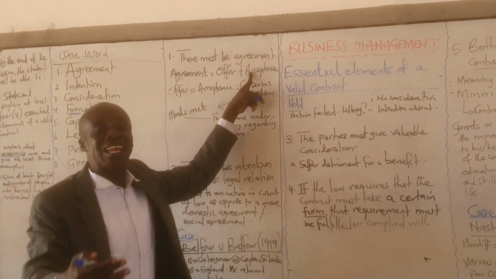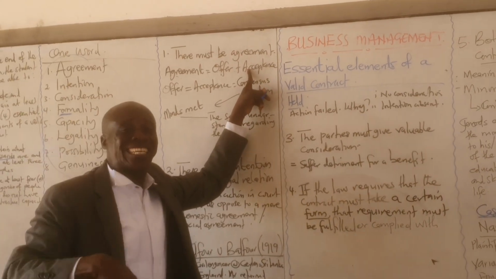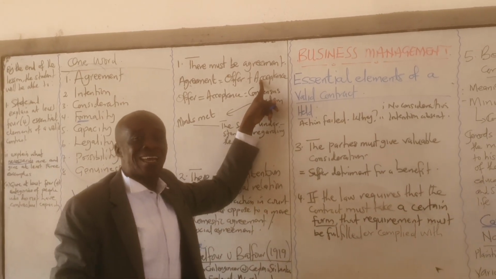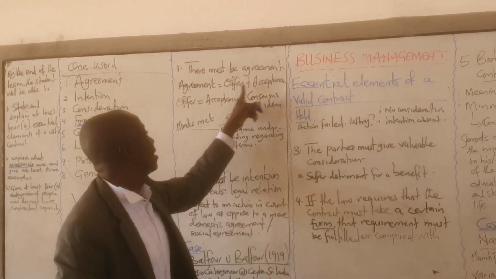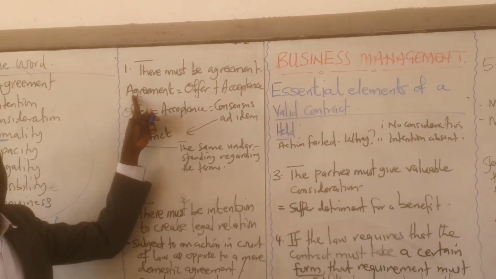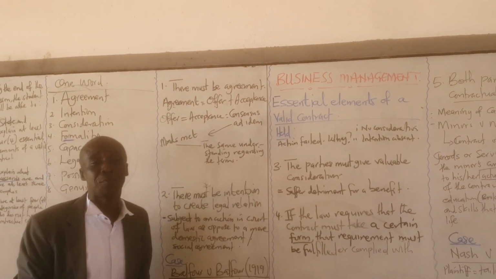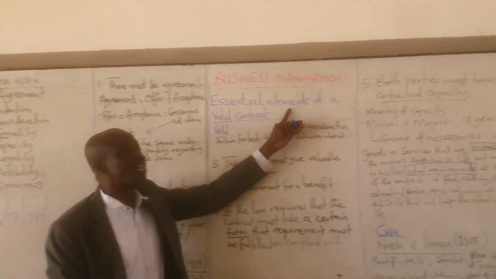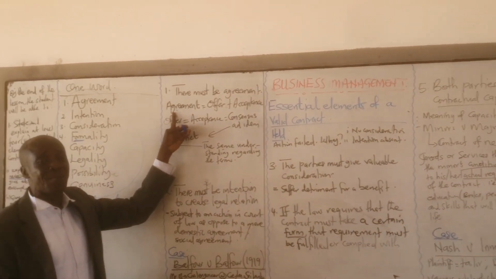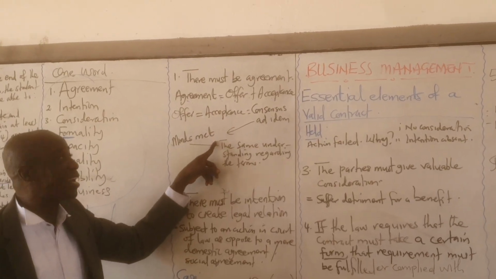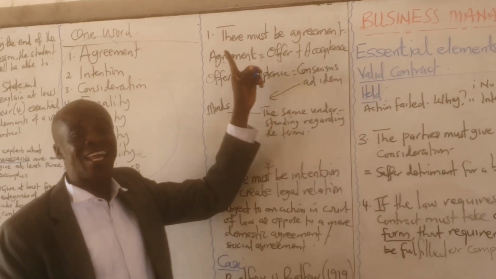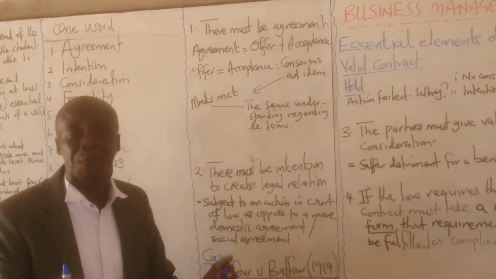And another person has also consented, accepted to buy it, accepted to sell it. Once there is an offer and there is acceptance, then there is agreement. Please note, you will be reading some books talking about the essential elements of a valid contract. Then the person says, number one, there must be agreement. Then the person will come to number two and tell that there must be offer and acceptance. Please, it is wrong. When you say there is agreement, it means there is offer and acceptance.